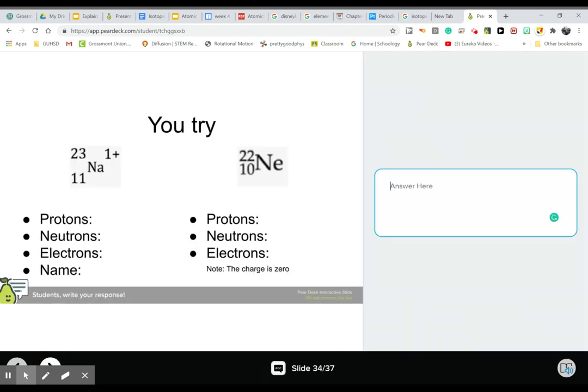So you go ahead and try. Give me the answers for protons, neutrons, and electrons, and the name for this one right here. And then for this one right here, I want you to give me protons, neutrons, and electrons. But also note that the charge is 0, meaning it's a neutral atom.